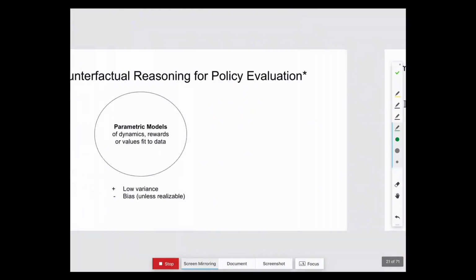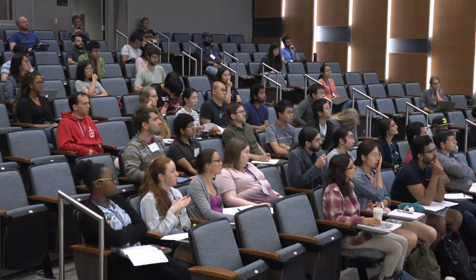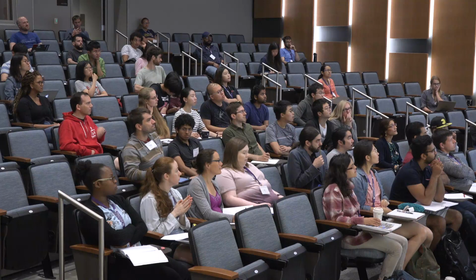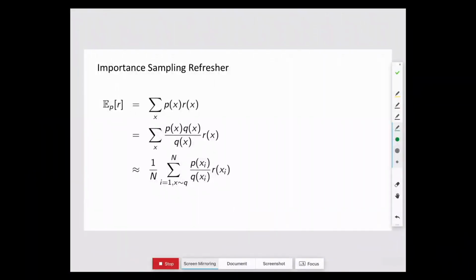So an alternative is importance sampling. I think Kevin covered this, but can you raise your hand if you remember the importance sampling lectures? Okay, so a few people remember it, but I wasn't at Kevin's lecture, so I'll go through it briefly, at least as it applies to reinforcement learning.